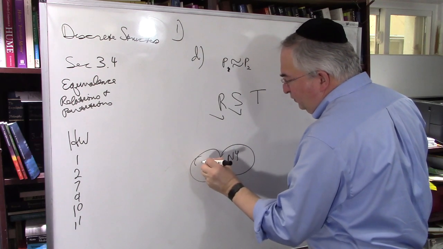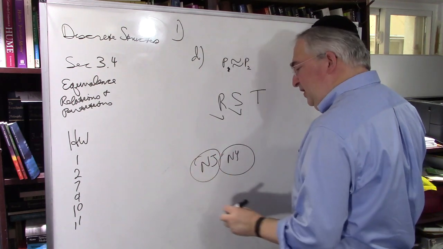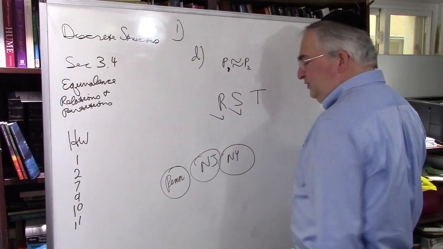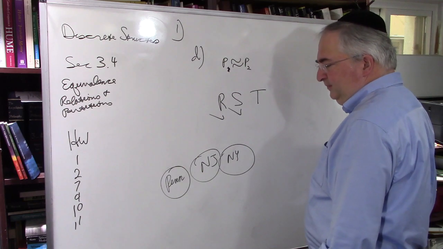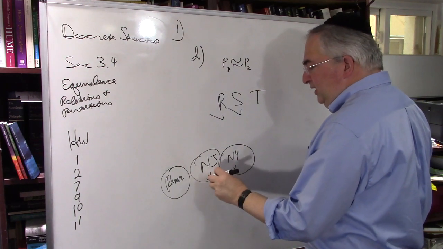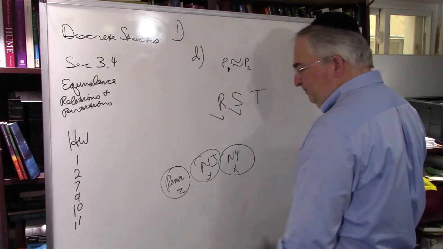You can live in New Jersey. New Jersey is connected to Pennsylvania. I don't think New York is connected to Pennsylvania. Okay, so he can be related to him, and he is a neighboring state of him.